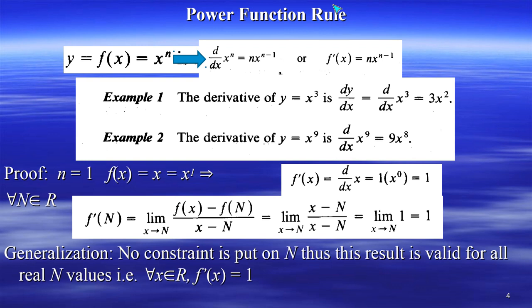The power function rule says when y equals f of x is equal to x to the power n, small n, its derivative is n times x to the power n minus 1. Or you can also say f prime of x is equal to n times x to the power n minus 1. You just take the power in front of the x and you subtract 1. You take 1 less than the power. So this is the rule.